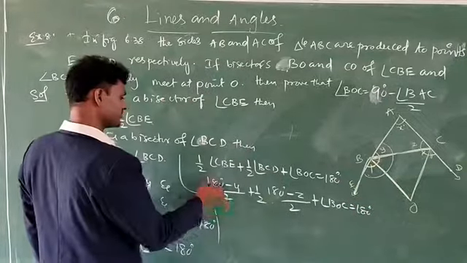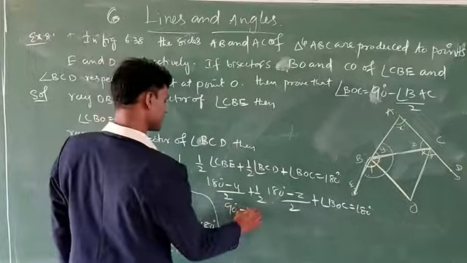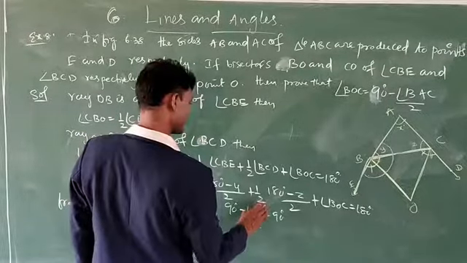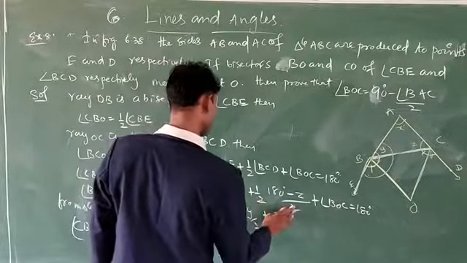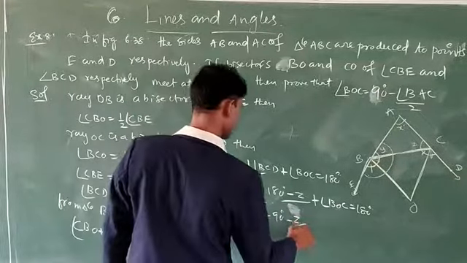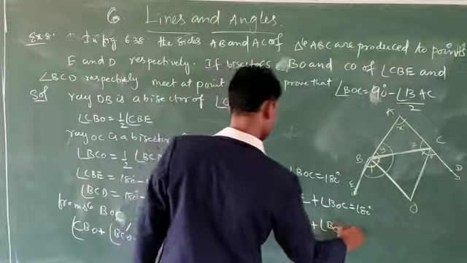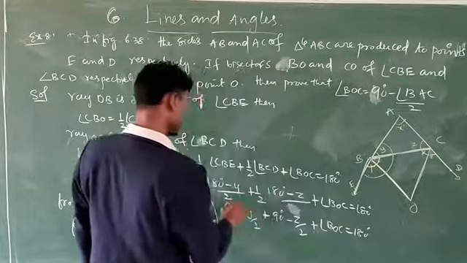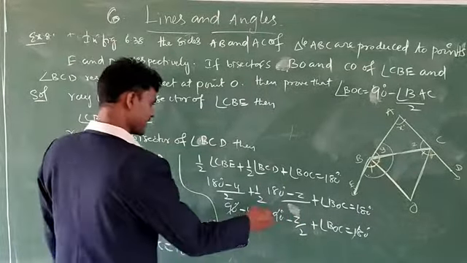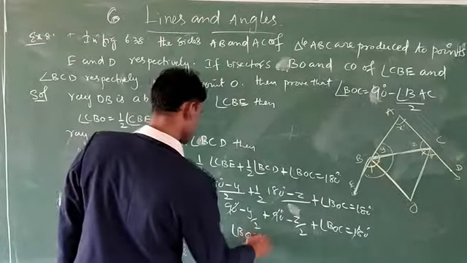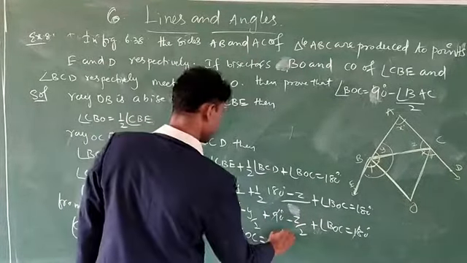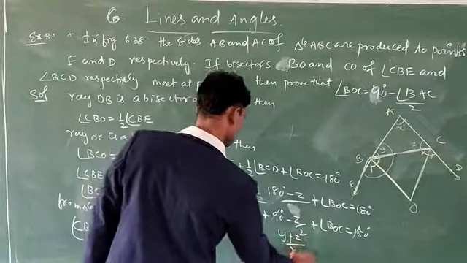Now see here, divided by 2 means 90 minus y by 2 plus 90 minus z by 2. There is already a 1 by 2 there, so no need to write 2 here. Then 90 minus z by 2 plus angle BOC is equal to 180. Now 90 plus 90 is 180, so they cancel. Now angle BOC is equal to minus y by 2 minus z by 2, sending that to the other side, then y plus z by 2.